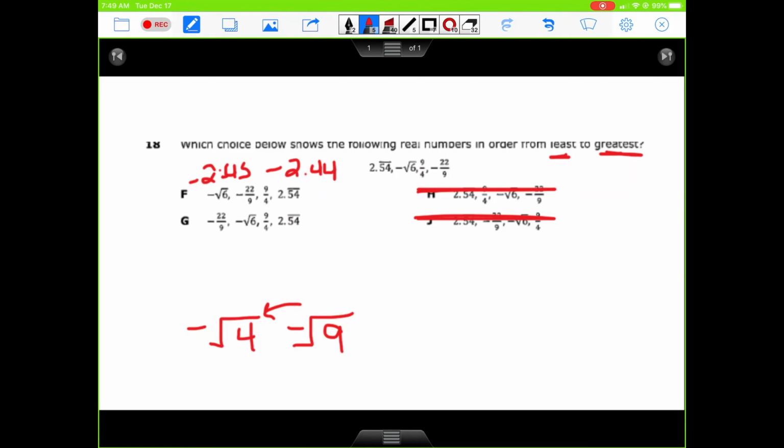So if we're going from least to greatest, that means F is our correct answer, because negative 2 and 45 hundredths is lower than negative 2 and 44 hundredths if we're looking at the number line. So F is our correct answer here.